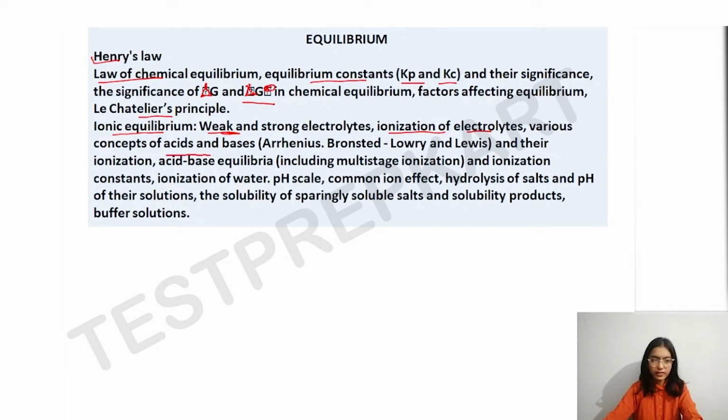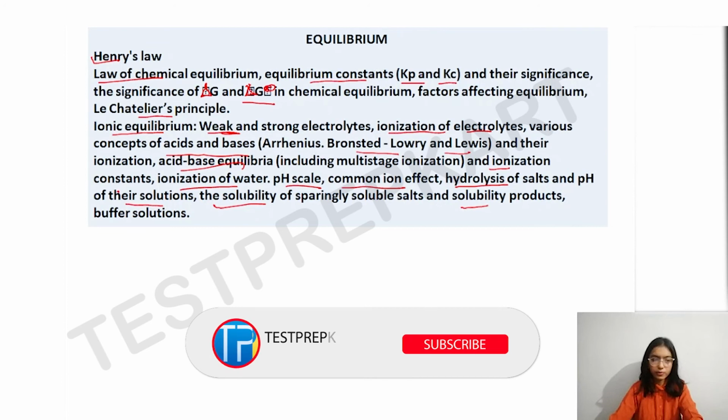concepts of acids and bases, Arrhenius, Bronsted-Lowry, and Lewis, and their ionization, acid-base equilibrium, ionization constant, ionization of water, pH scale, common ion effect, hydrolysis of salt and pH of their solution, the solubility of sparingly soluble salts and solubility product of a solution.